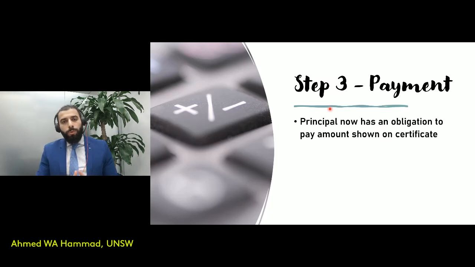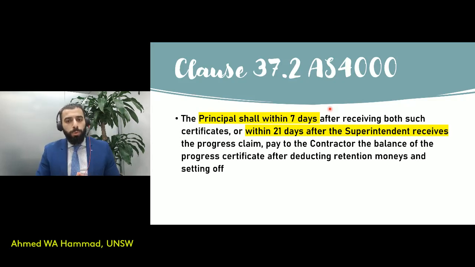Now, the final step, step number three, is the payment that has to be made by the principal. The principal has now received the certificate from the superintendent, and once they receive it, there is an obligation to pay the amount that's shown in the certificate. Again, clause 37.2 of AS4000 specifies that the principal has 7 days after receiving the certificate to pay the amount, or another date is specified, which is 21 days after the superintendent receives the progress claim. So in the instance that the superintendent doesn't issue the certificate to the principal, there are the 21 days that are specified, after which a payment has to be made to the contractor by the principal.